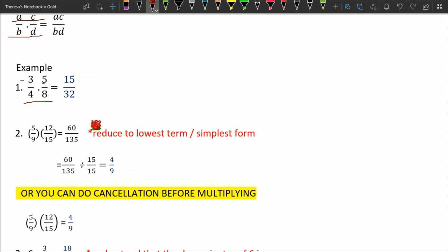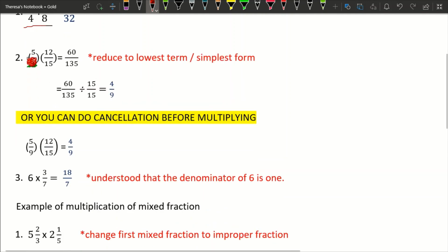Alright? So, another example, we have 5 over 9 times 12 over 15 is equal to, so multiply natin si 5 times 12, that is 60, and 9 times 15, that is 135. But kung napansin nyo, si 60 over 135 ay meron pa siyang greatest common factor. Or that means, pwede pa natin siyang reduce to lowest term.